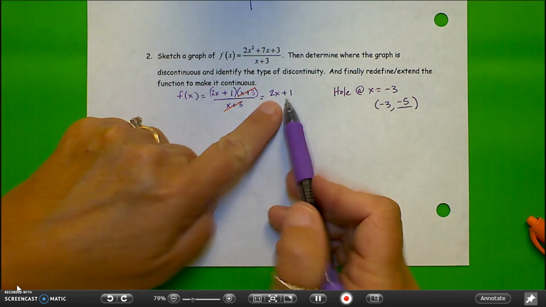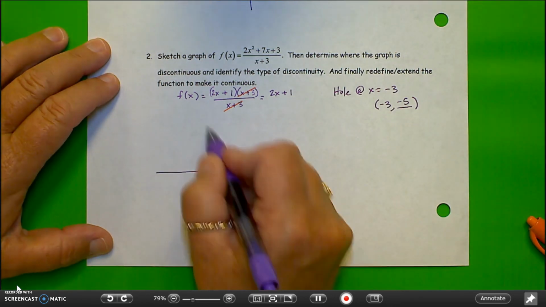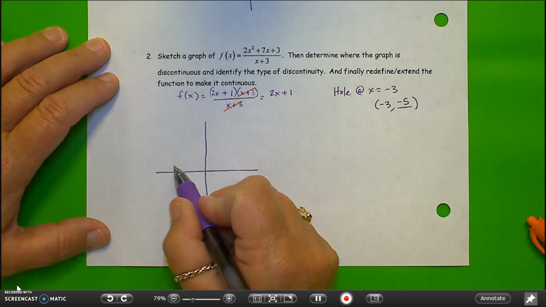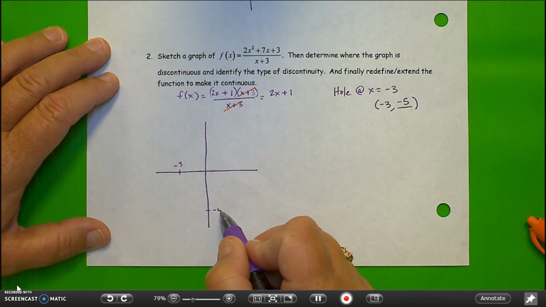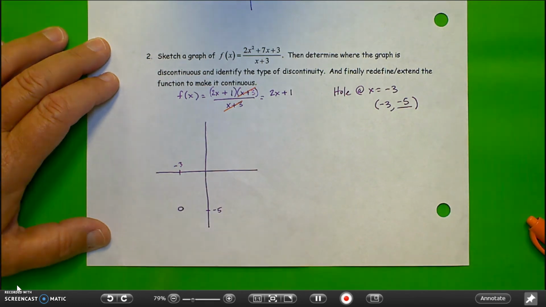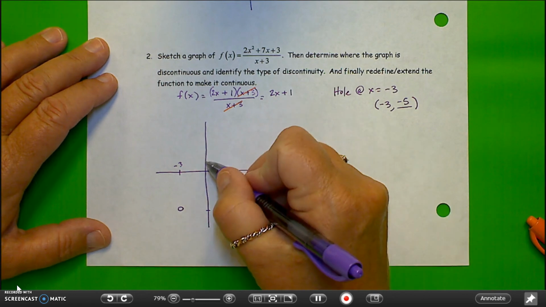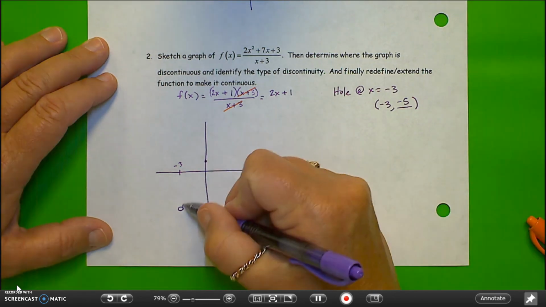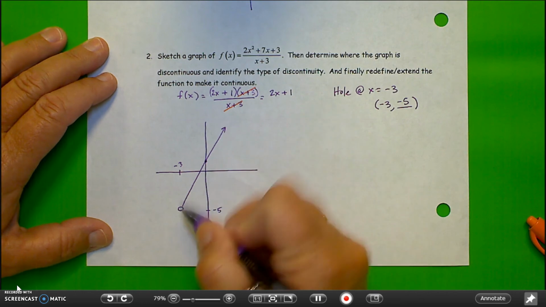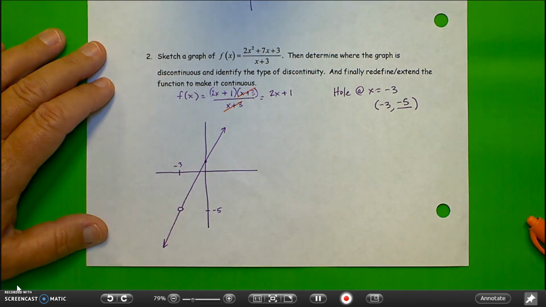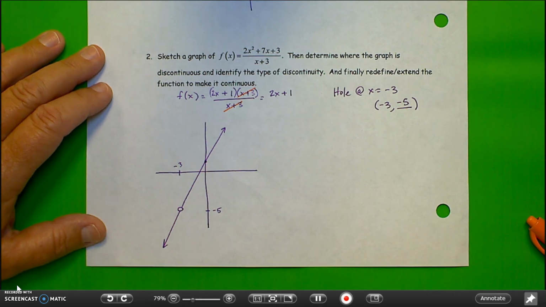My graph is linear, slope of 2, intercept of 1. So I'm going to go ahead and start with my hole here, place it on my graph. My line 2x plus 1 has to cross right about there. So I'll just sketch my line with the hole in it. And that's all we were given this time.